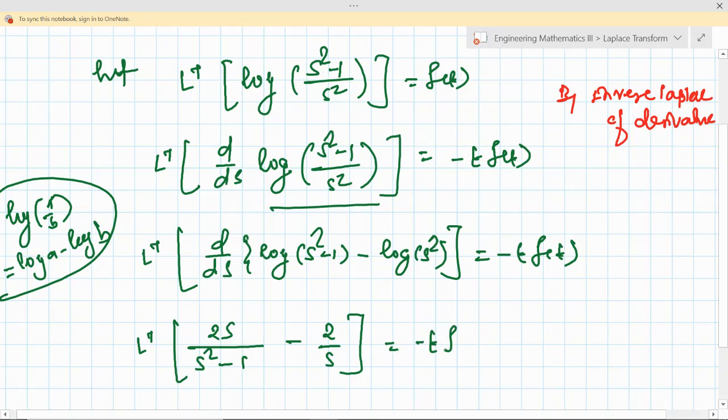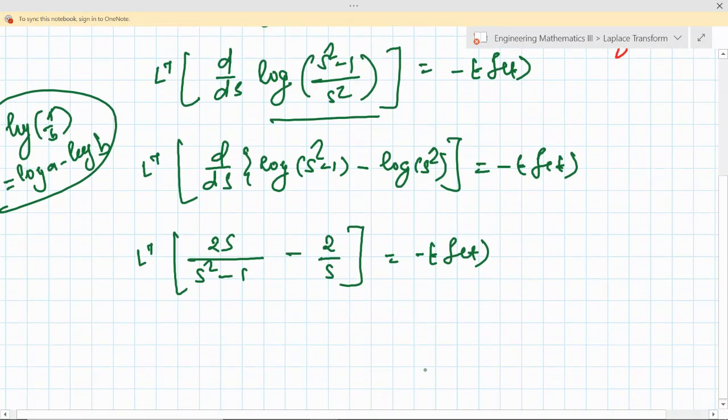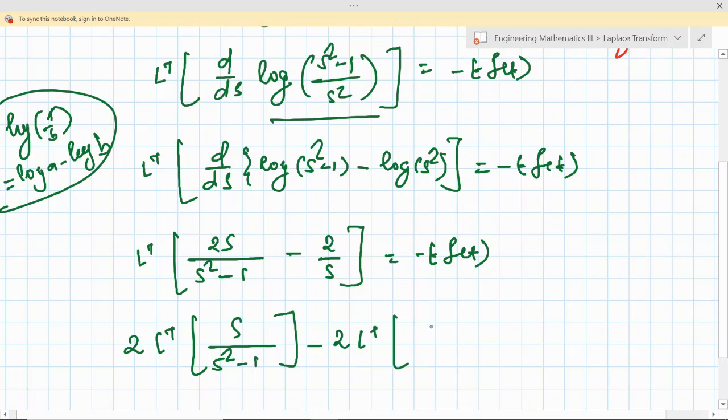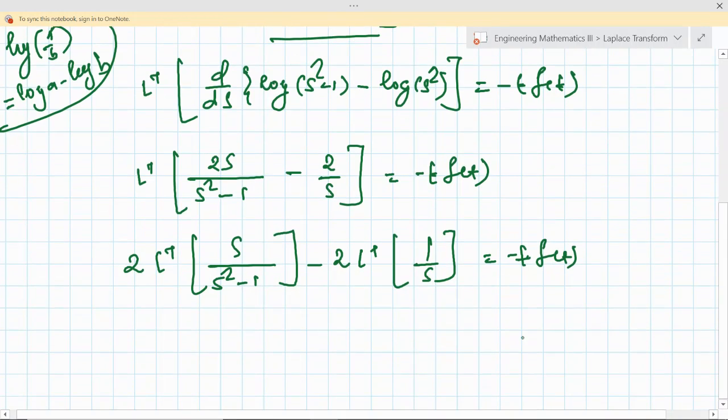This is minus t into f of t. And now separate these two inverse Laplaces. So this is 2 into inverse Laplace of s upon s square minus 1, minus 2 outside, inverse Laplace of 1 upon s. This is minus t into f of t. What is the inverse Laplace of s upon s square minus 1 square? It is, I think, cos hyperbolic t, isn't it? So 2 is there outside. This is nothing but cos hyperbolic t minus 2 into inverse Laplace of 1 upon s, which is nothing but 1. This is minus t into f of t.